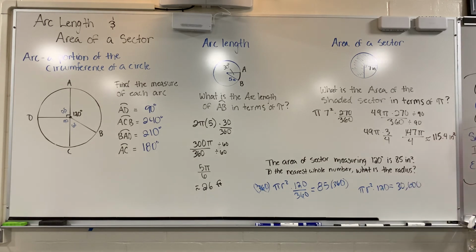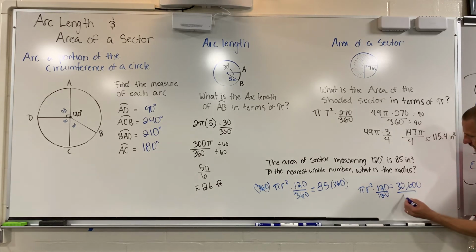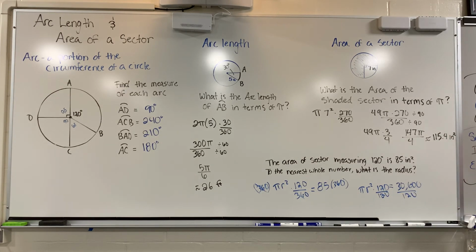Big number. That's all right, because to get to r, I've got to start dividing. So I'm going to start by dividing by 120. When you divide by 120, you get 255. So now I've got pi r squared equals 255. Well, if you divide by pi, I've now got r squared equals 81.2. I just want r. So hitting the square root button, to the nearest whole number, r is going to be approximately 9.